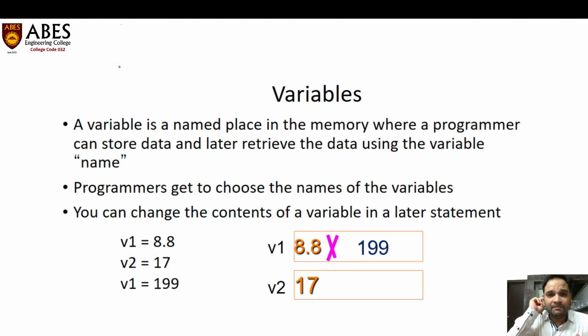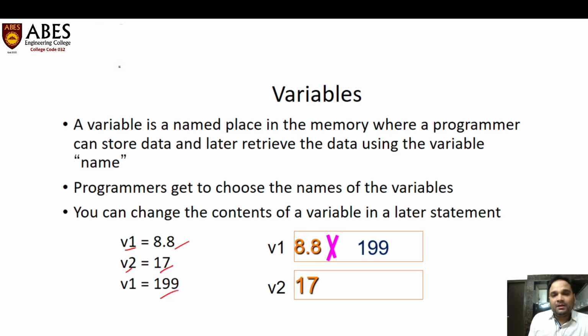What are variables? A variable is a name placed in the memory where the programmer can store and later retrieve data by that name. When we store some value, we give a name to the value, or we can say to the memory location. So when we store 8.8 in a variable named v1, and later in another variable v2 we assign the value 17, and now after some calculation we decide that the value of v1 will be 199.